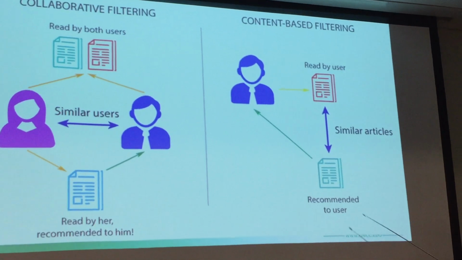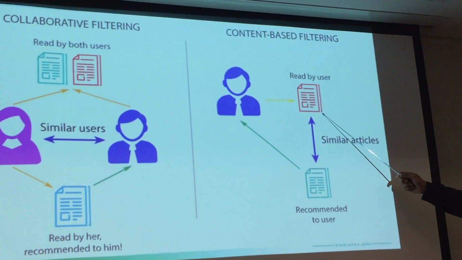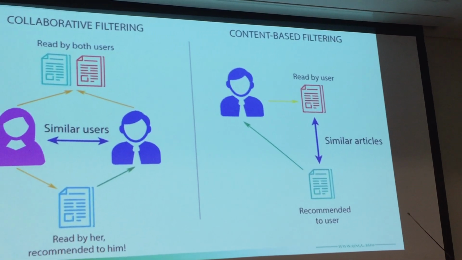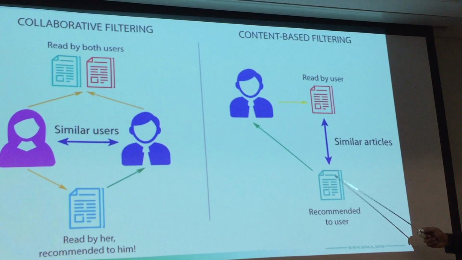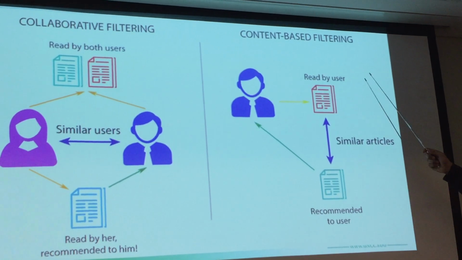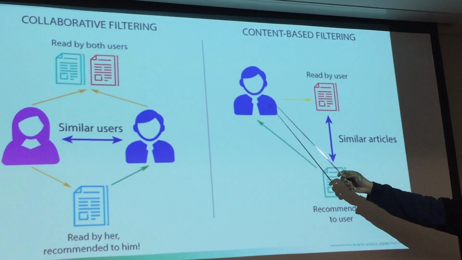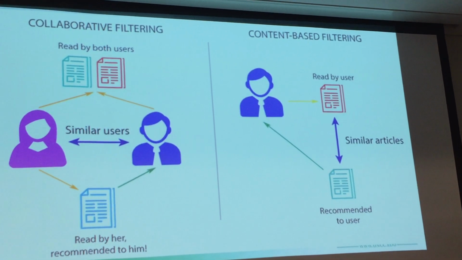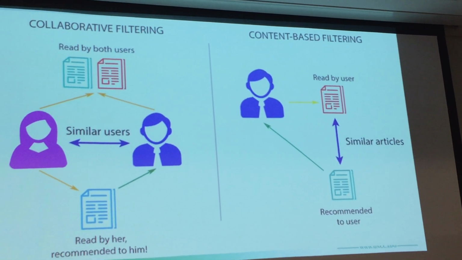Coming to content-based filtering, say for example this genre is data science related, and this person is very interested in data science. Then you would recommend documents which have content related to data science to this user. So it's basically working on the content of the document, or if it's a video, the content of the video and things like that.